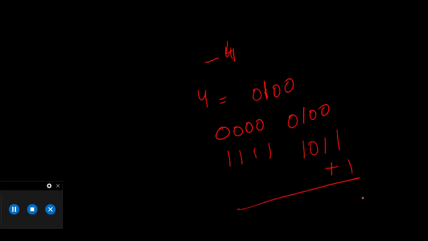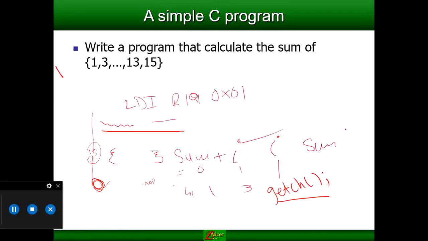So 1 1 0 1 1 1 0 1 1 1, and this is going to be 1 1 1 1. So this is basically F, and this is basically C. So you can write -4 as 0xFC. Okay.